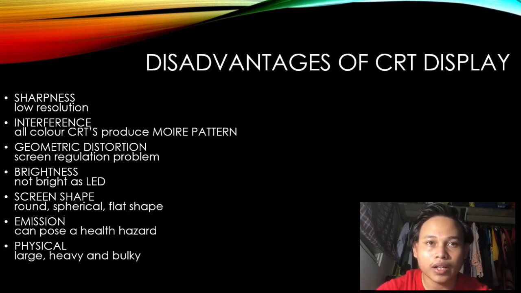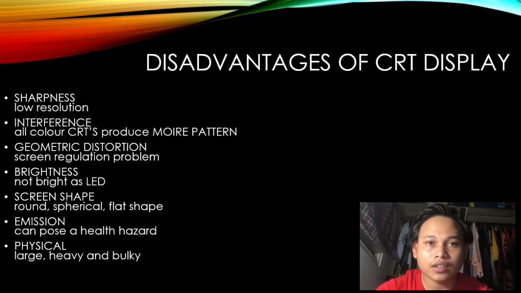Number 4, brightness. Relatively bright, but not as bright as LCD. Not suitable for very brightly lit environments. Number 5, screen shape. Some CRTs have a rounded, spherical, or cylindrical shaped screen. Newer CRTs are flat.